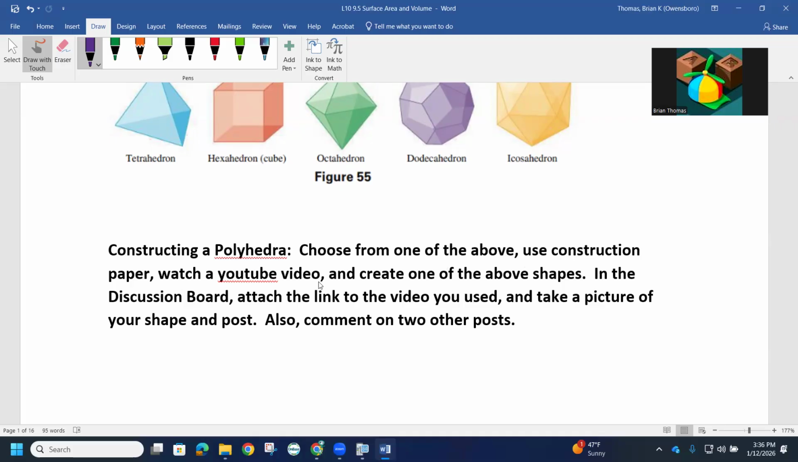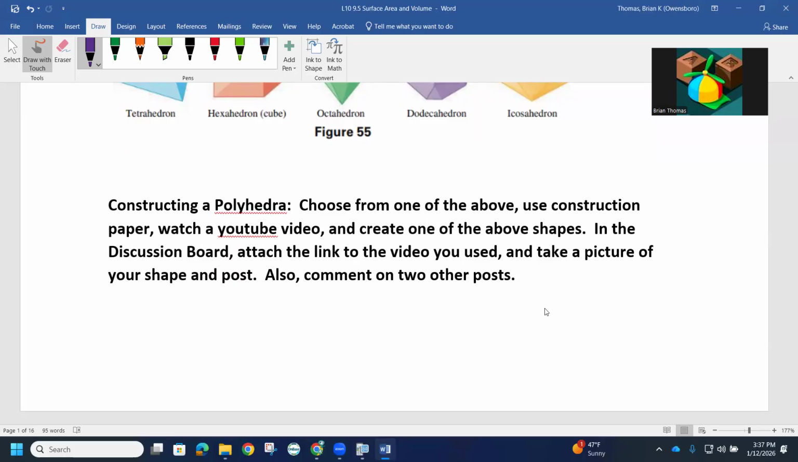Watch a YouTube video and create one of the above shapes. In the discussion board, attach the video you used, take a picture of your shape, and post. Also comment on two other posts. This has to be done by the end of Unit 1, so keep that in mind. We're now at the very end of the unit, so this is going to be done rather quickly.